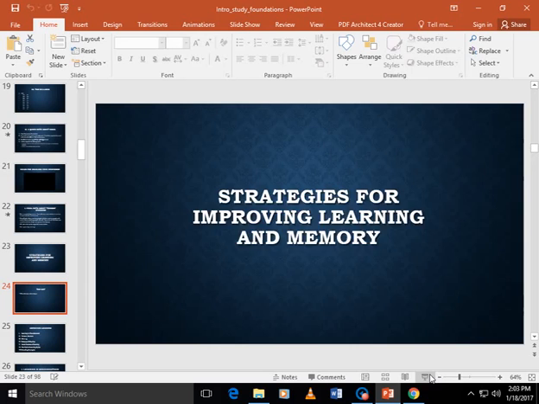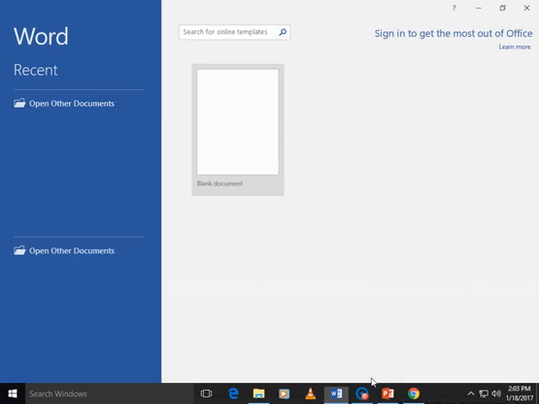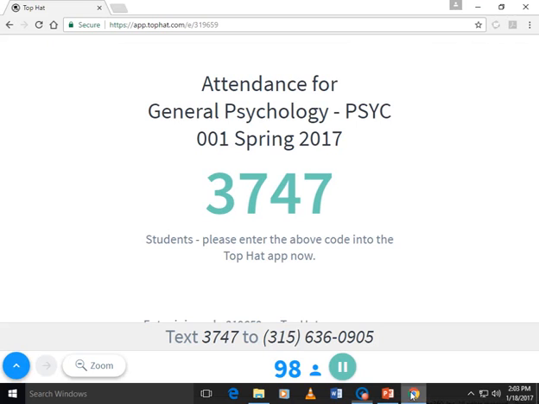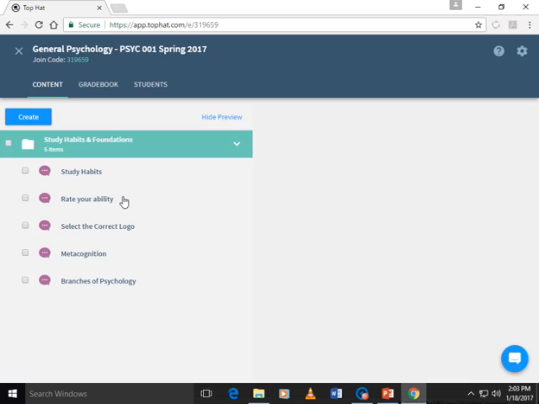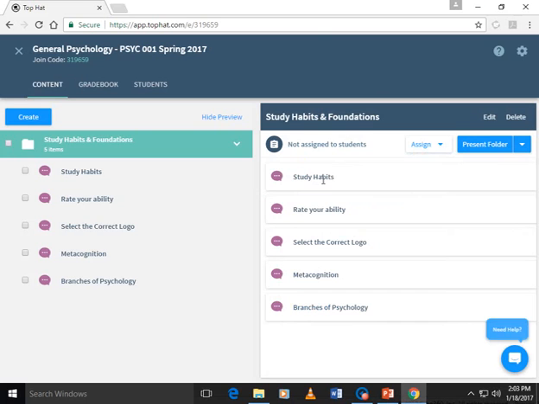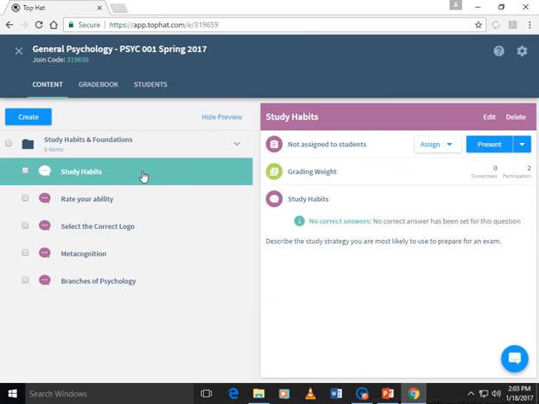So the first thing we're going to do actually is on Top Hat. If I could figure out how to hit the right button. Go directly here. They changed this whole thing and how it works, and so I'm still working on it. There we go. Still working out how to figure all this out.